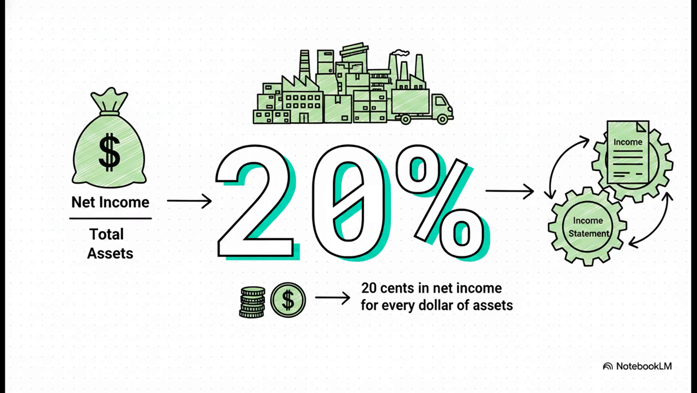Now this ratio is cool because it connects the income statement with the balance sheet. It tells us how effectively the company is using everything it owns, its asset base, to generate a profit. For every dollar of assets on the books, it's making 20 cents in net income.